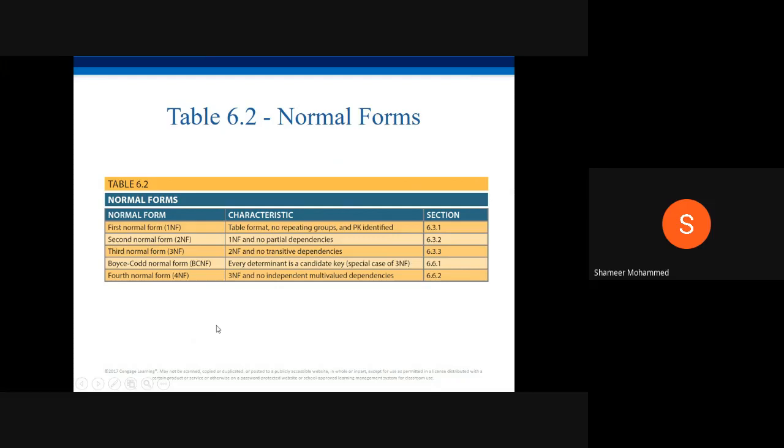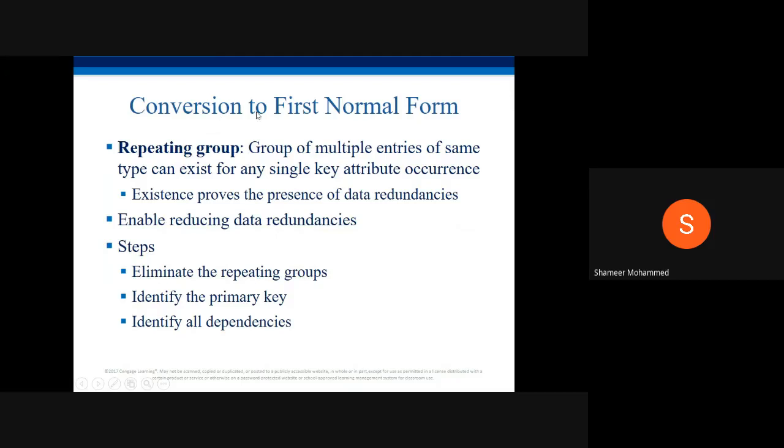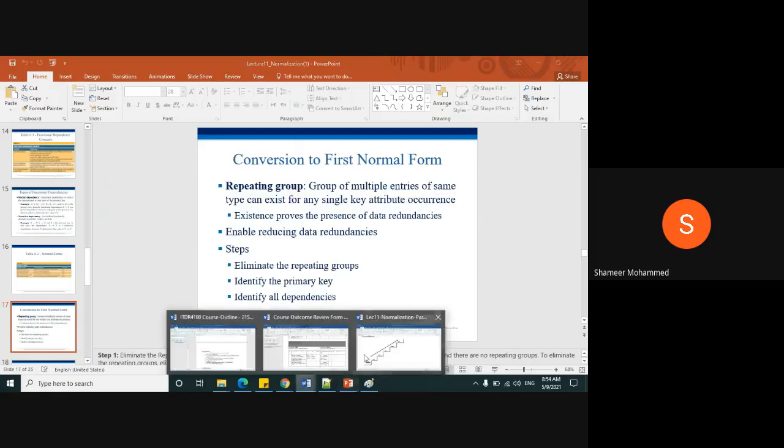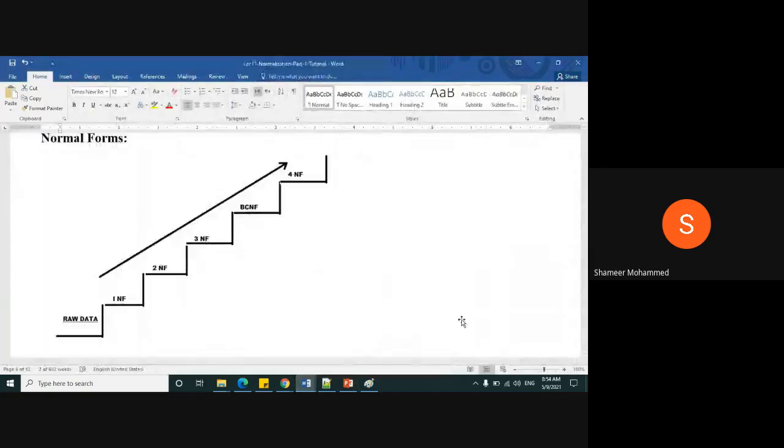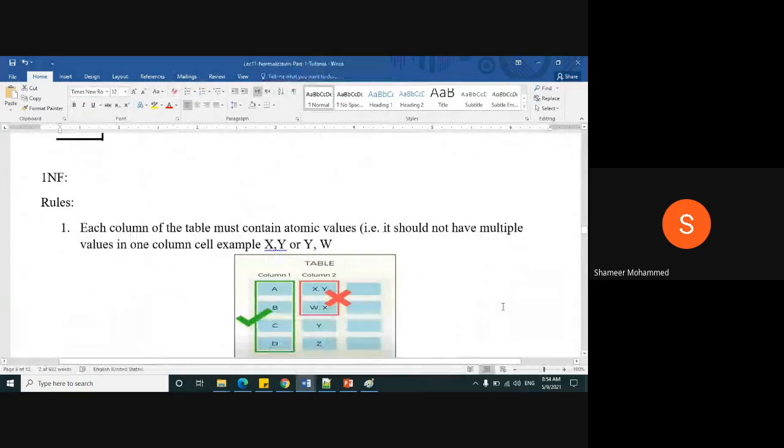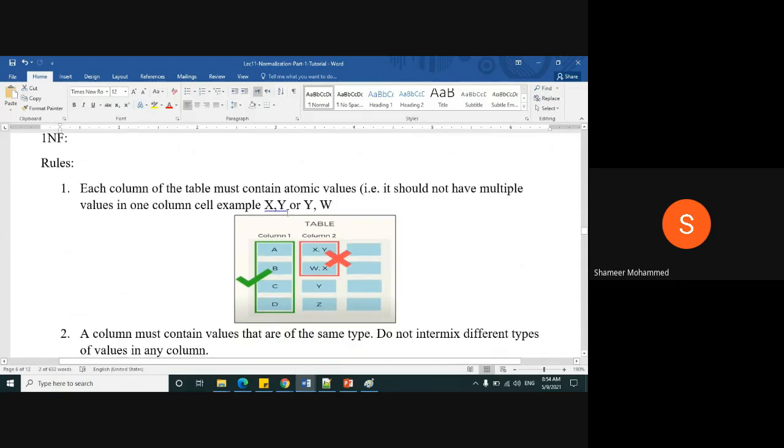Now let us see what is the first normal form and what is the process in order to convert your table into first normal form. That we will understand now. So here I have given to you some rules. So first normal form rules. So each column of the table must contain atomic values. See here you have a column 1, column 2. So for A, you have two values, X and Y. This is wrong. You should not have multiple values in one cell.